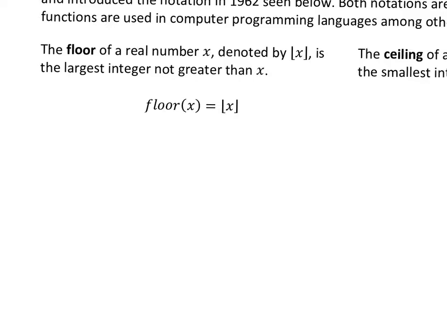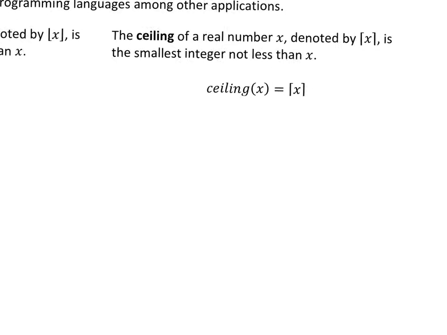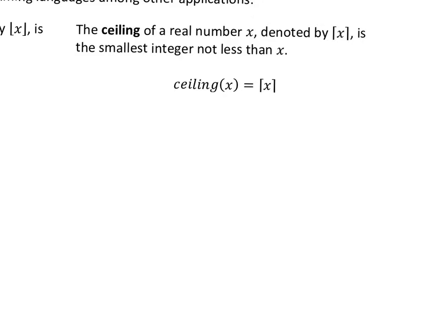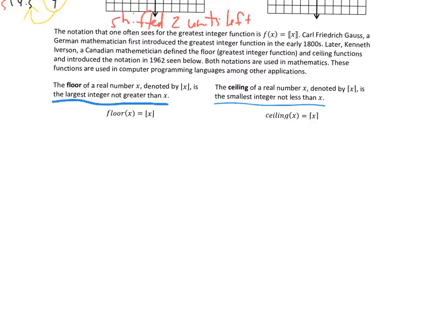All right, so the floor of a real number x, denoted by the floor of x, is the largest integer not greater than x. Okay, opposite almost then. The ceiling of a real number x, denoted by the ceiling of x, is the smallest integer not less than x. So, smallest integer not less than x, or largest integer not greater than x.